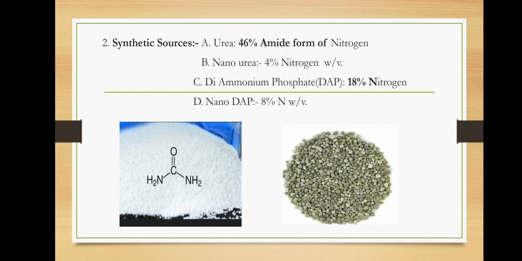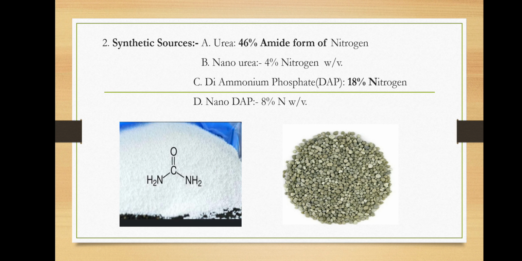It has an efficiency of nearly 40 to 50%. But the availability of the nutrient to the plants takes nearly 45 days. If we add DAP today, the phosphorus will be available to the plants after 45 days. So DAP is given to the fields before sowing.